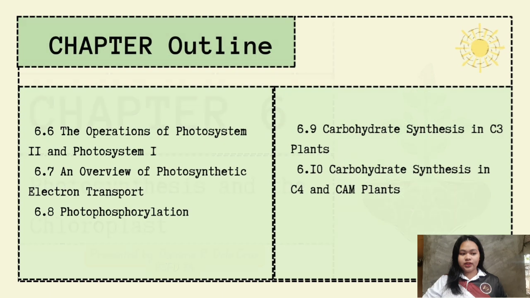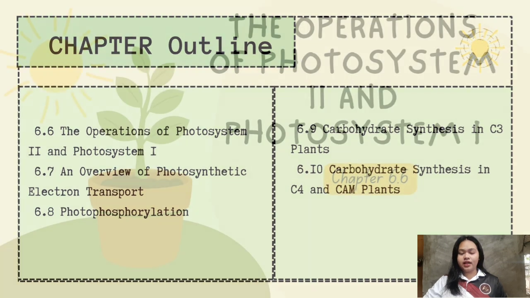In our chapter outline, you will see the topics that we are going to tackle today. The first one is 6.6, the operations of photosystem 2 and photosystem 1. 6.7, an overview of photosynthetic electron transport. 6.8, photophosphorylation. 6.9, carbohydrate synthesis in C3 plants. And 6.10, carbohydrate synthesis in C4 and CAM plants.